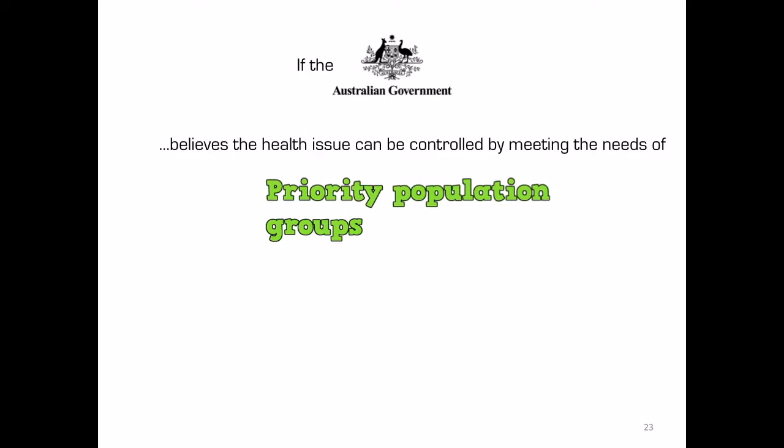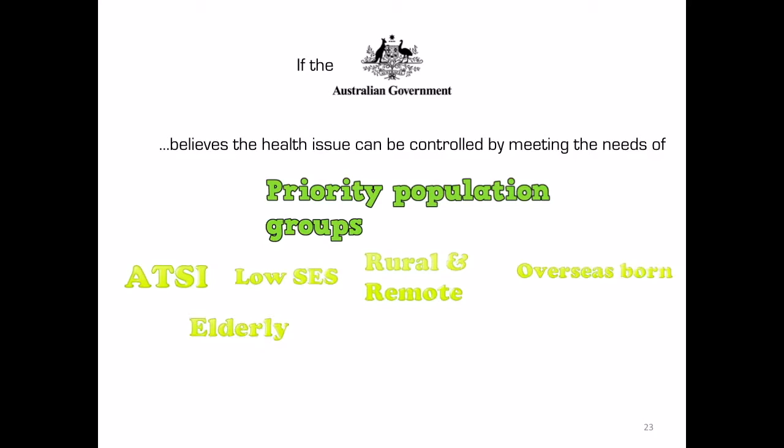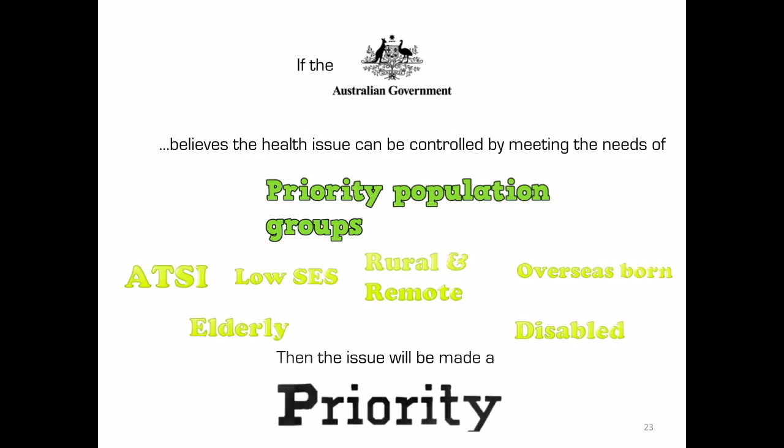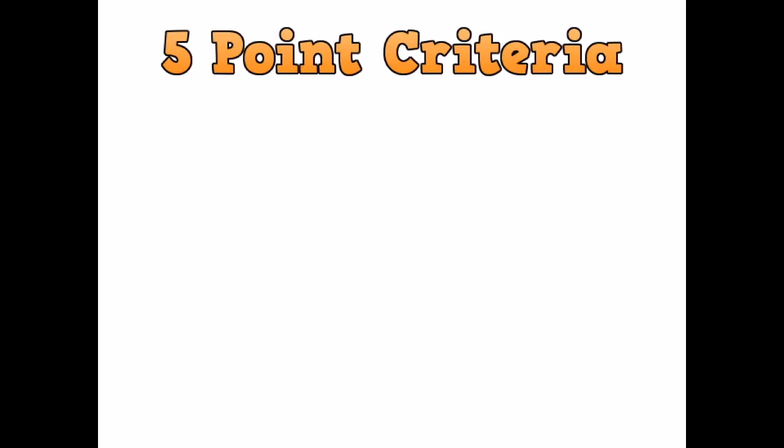Now, if the Australian government believes that the health issue can be controlled by meeting the needs of particular population groups, such as ATSI, low SES, rural and remote, overseas born, elderly and the disabled, then it's likely that the issue will be made a priority.